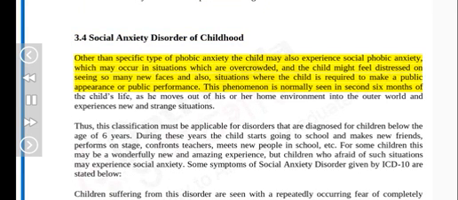Other than specific type of phobic anxiety, the child may also experience social phobic anxiety, which may occur in situations which are overcrowded, and the child might feel distressed on seeing so many new faces, and also situations where the child is required to make a public appearance or public performance. This phenomenon is normally seen in the second six months of the child's life, as he or she moves out of the home environment into the outer world and experiences new and strange situations.